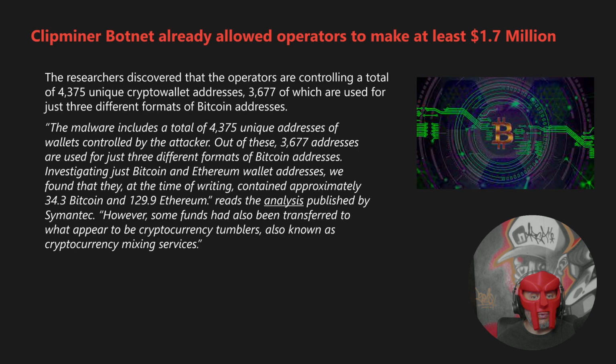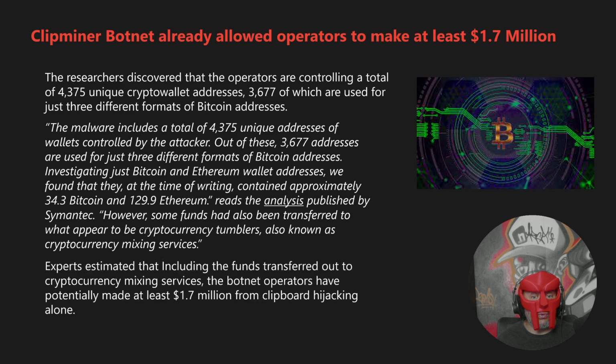"The malware includes a total of 4,375 unique addresses of wallets controlled by the attacker. Out of these, 3,677 addresses are used for just three different formats of Bitcoin addresses. Investigating just Bitcoin and Ethereum wallet addresses, we found that they at one time, or at the time of the writing of the article, contained approximately 34.3 Bitcoin and 129.9 Ethereum," reads the analysis published by Symantec. However, some funds had also been transferred to what appear to be cryptocurrency tumblers, also known as cryptocurrency mixing services. Experts estimated that, including the funds transferred out to cryptocurrency mixing services, the botnet operators have potentially made at least $1.7 million from the clipboard hijacking alone.